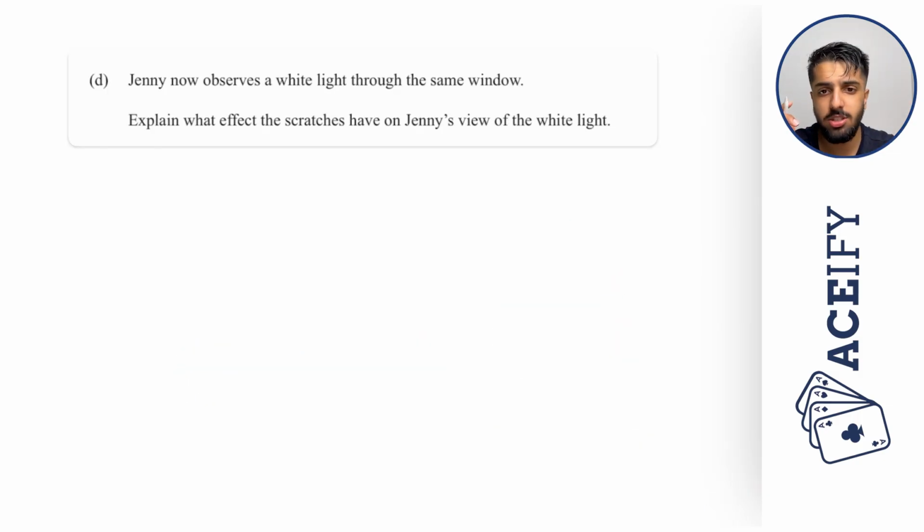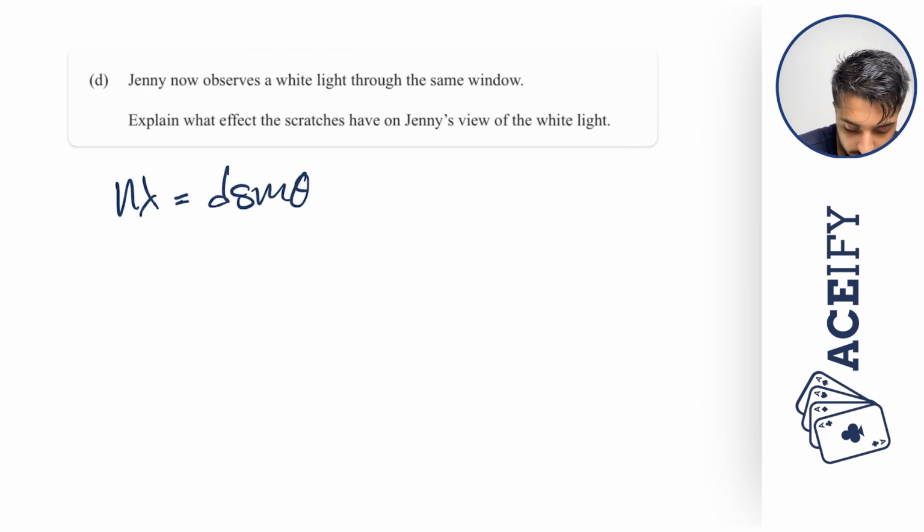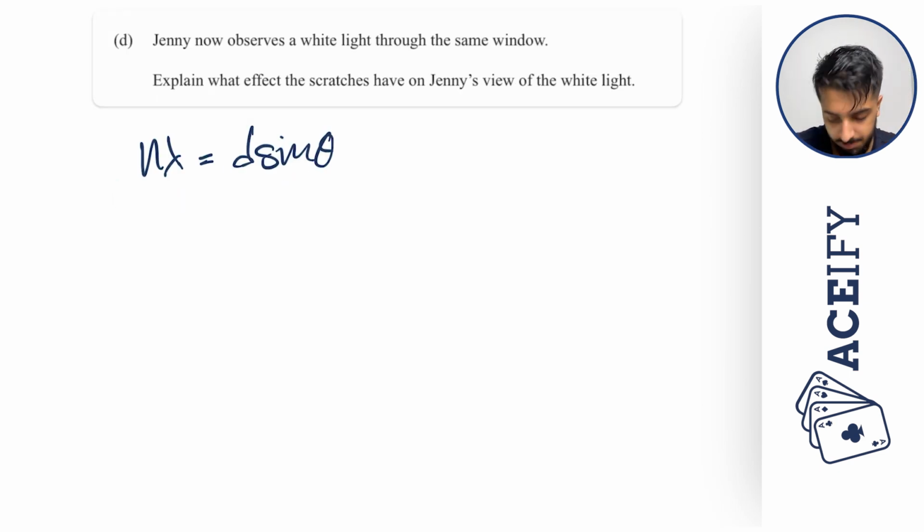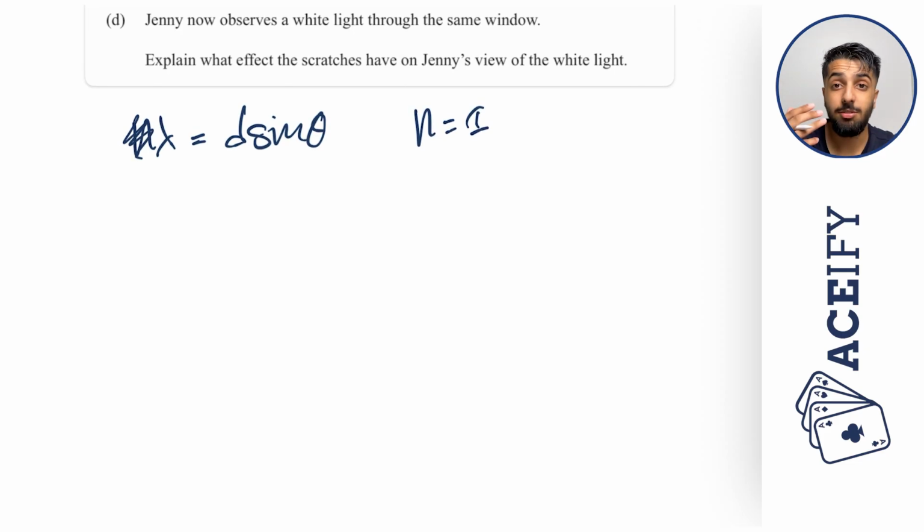Explain what effect these scratches have on Jenny's view of the white light. Okay, so as we know, white light contains all forms of the visible spectrum. So red, blue, yellow, all that jazz. Now we know that n lambda is equal to d sine theta. We can assume n to be the same. Now if we just talk about the first order, so n is equal to 1, basically we can just remove n. We know that the different colors of light have a different wavelength, right? We know that red has a different wavelength, or should I say a longer wavelength than blue, right?